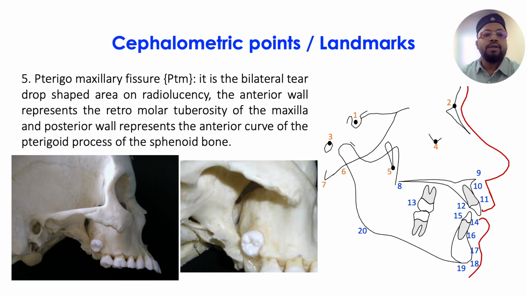Number 5, pterygomaxillary fissure, PTM. In some tracings we don't draw it, in some tracings we draw this PTM. You can see in the picture it is crystal clear and marked with number 5. The blue arrow is showing PTM.